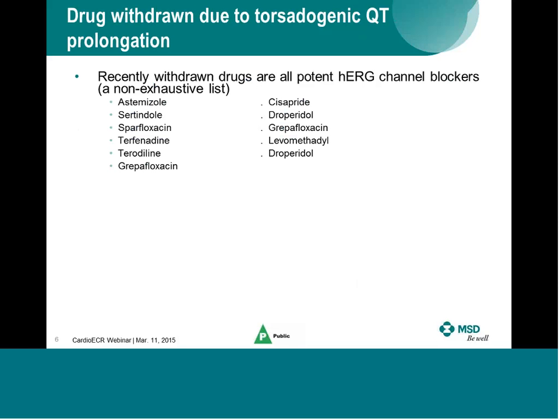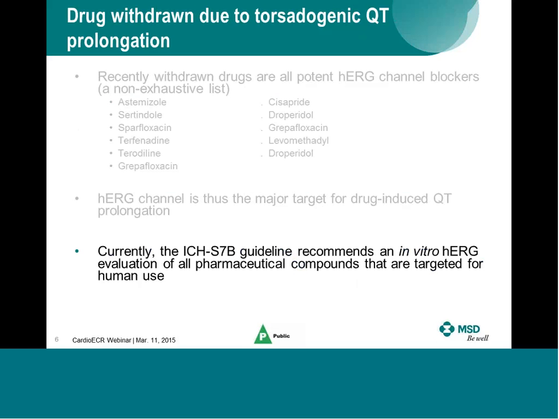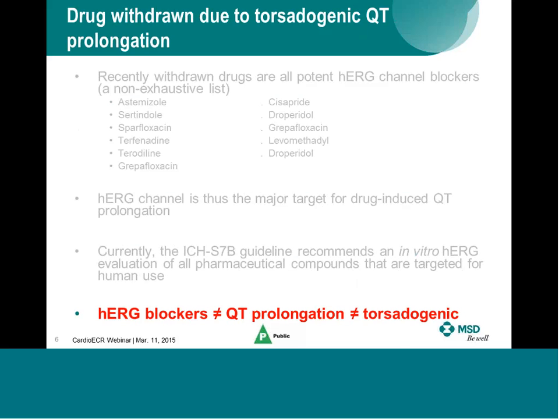Recently, all those withdrawn drugs are potent hERG channel blockers. Here is a non-exhaustive list. So the hERG channel is thus the major target for drug-induced QT prolongation. And currently, the ICH S7B guideline recommends an in vitro hERG evaluation of all pharmaceutical compounds that are targeted for human use. However, I want to highlight that not all hERG blockers can cause QT prolongation, and not all QT prolongation can lead to torsade de pointes.